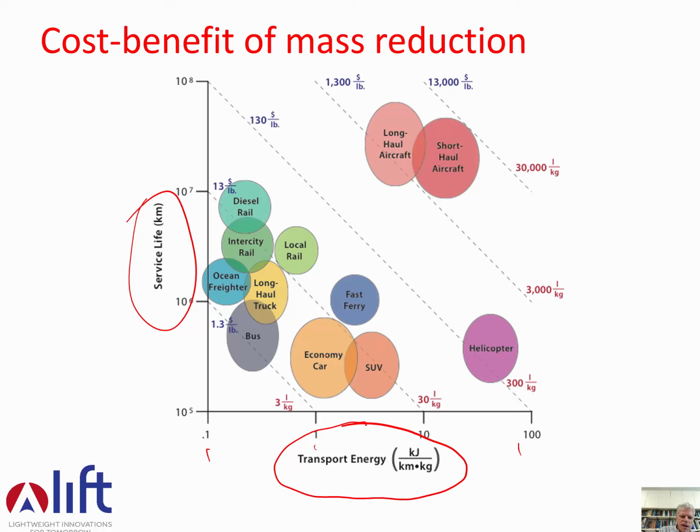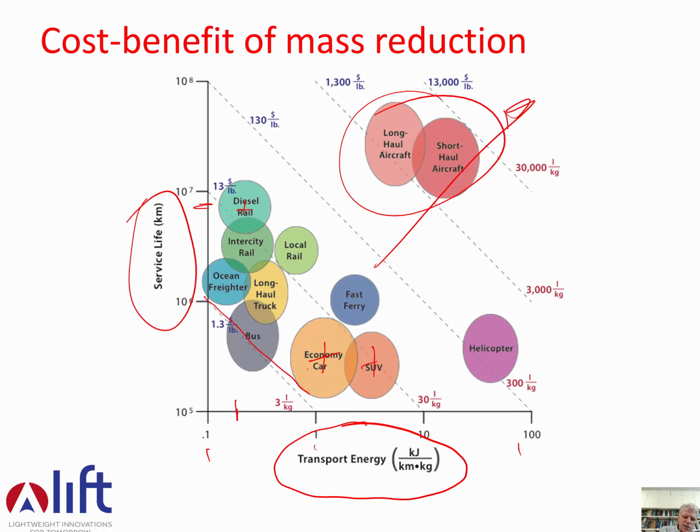You know, an economy car might be a little more fuel efficient than an SUV. You can argue what the service life is. Certainly things like diesel rail go long distance and have low burn rates. You can figure out where these things sit, and basically as you go out this way, it means there's going to be extra value in saving mass. So things like airplanes, there's huge value in that. Things like cars, not as much.